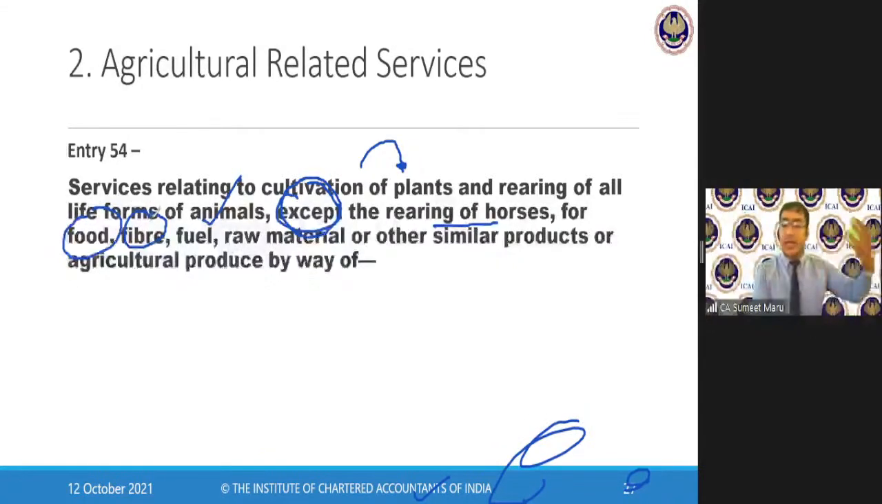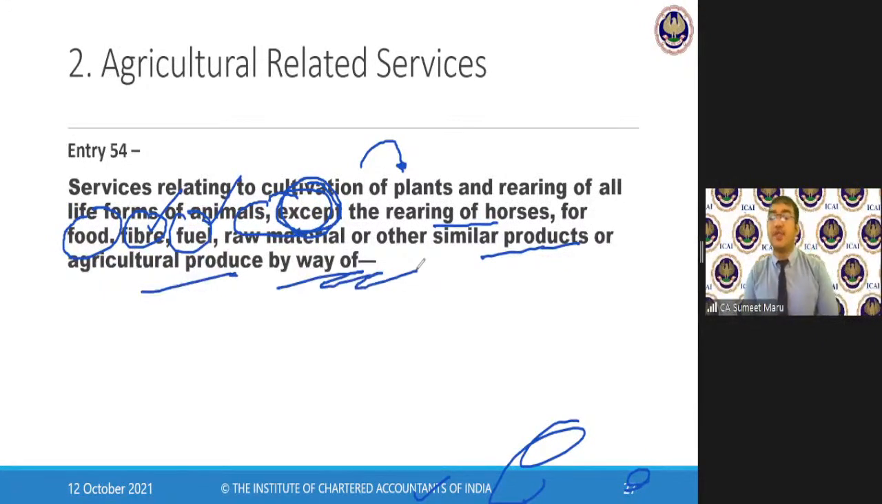If you are cultivating plants or rearing animals for the food purpose, for the fiber purpose, say for woolen, just like rearing goats for the wool, fuel, or if you are using your cow for traveling from one place to another, raw material or other similar product or agriculture produce. So the exemption in entry 54 says that if you are cultivating any plants or rearing all forms of animals except horses, by way of.